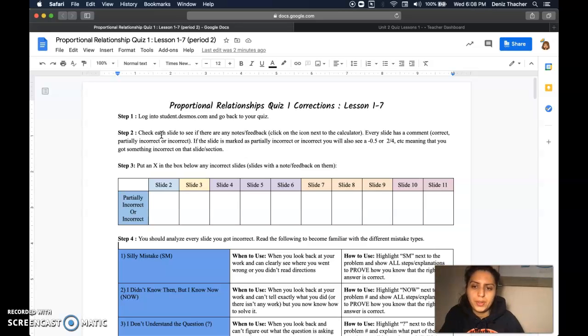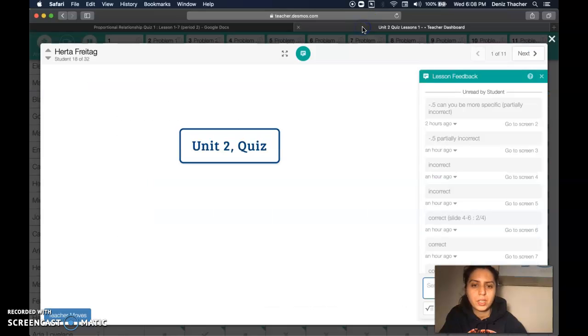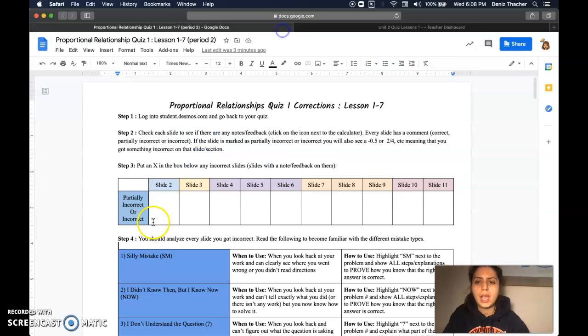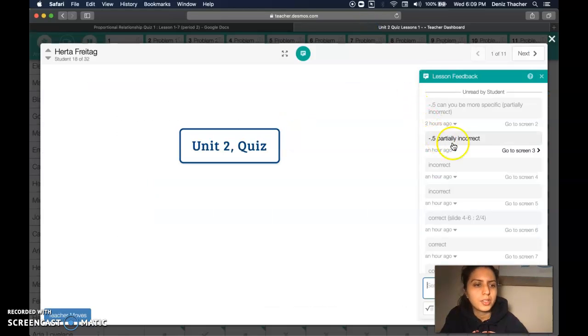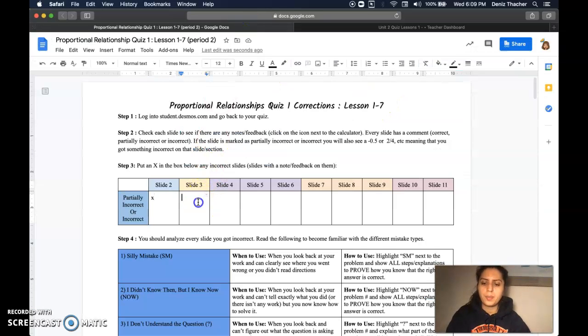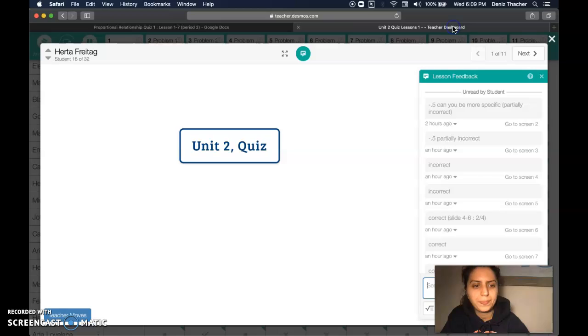Once you take a look at all those, you can go ahead and go to step 3, which is to put an X in the box below any incorrect slides. You're going to do this by going back to your quiz. So I'm going to take a look. It looks like on screen 2 or slide 2, this individual got partially incorrect, so I'm going to put an X under slide 2. Also for screen 3, it looks like partially incorrect, so I'm also going to put an X beneath slide 3.